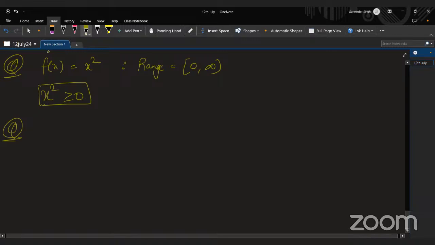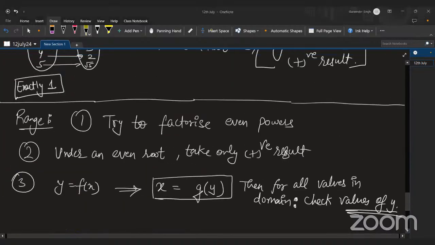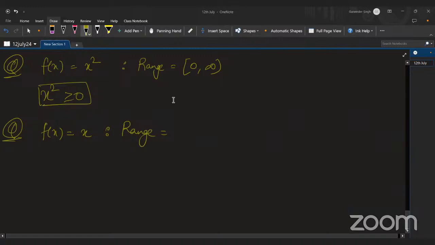Okay, second we have f of x is equal to x. So what will be its range? These are just the ones that you can approach through common logic. I am not starting with the rules yet. These three rules that I have written, I am not starting with them yet.